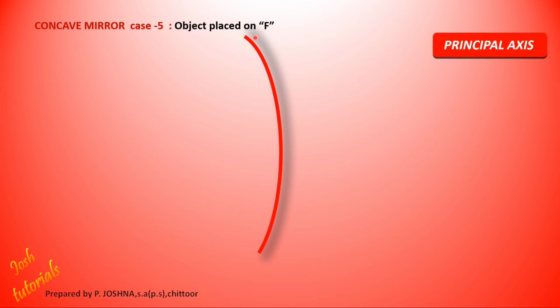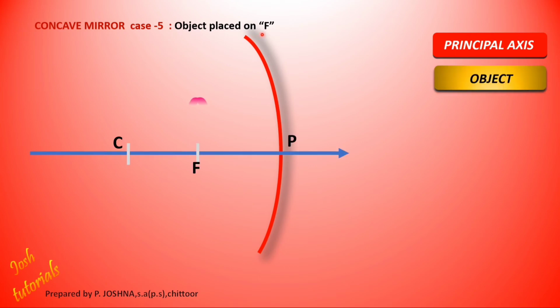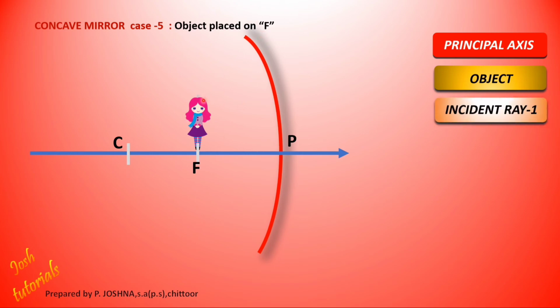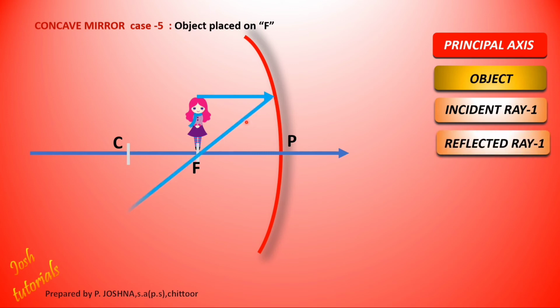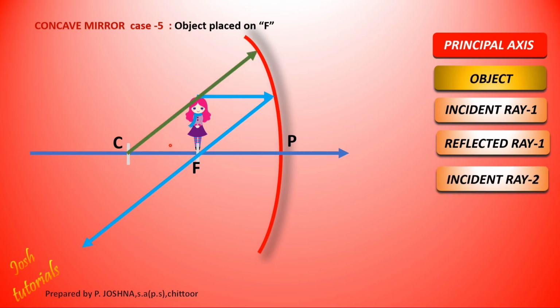The object is placed at F. We are placing the object at the focal point. Draw the principal axis and mark all the points evenly. Place the object on the focus. Now draw a line parallel to the principal axis. It reflects back through the focal point. Here we are taking another situation: a ray passing through the center of curvature reflects back the same way. As we cannot draw from here to the focal point, we are taking another line.